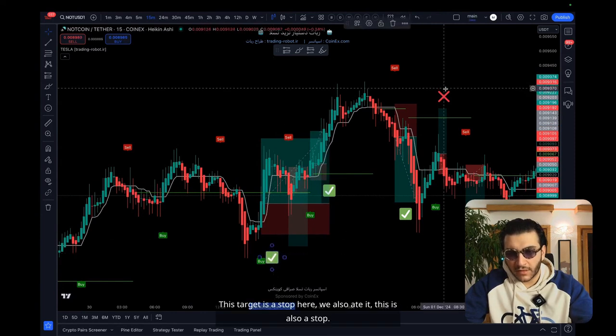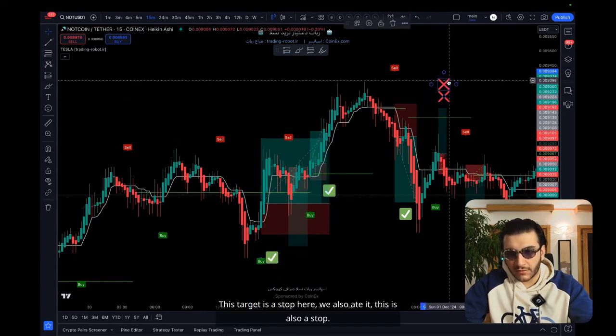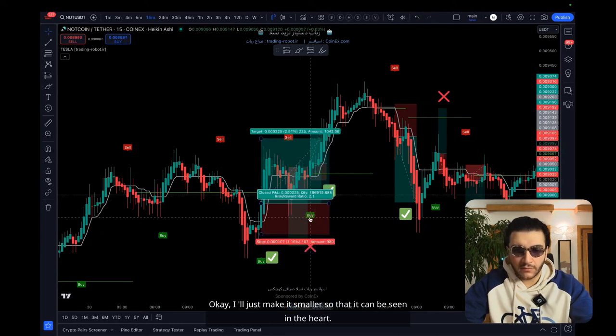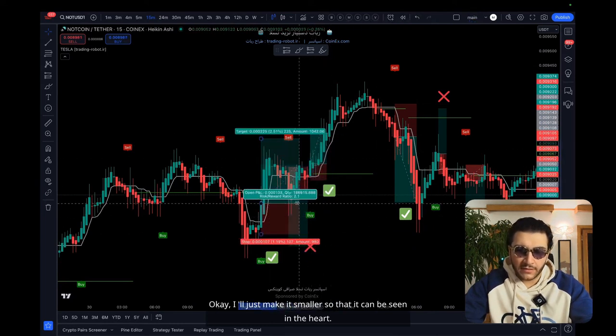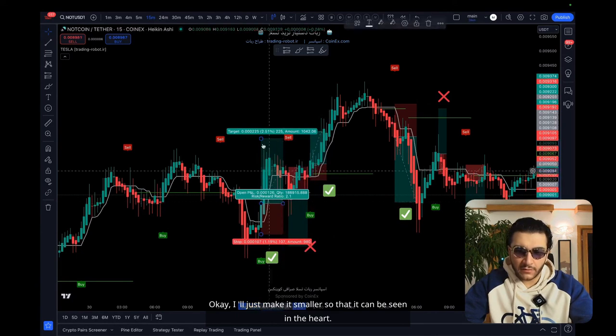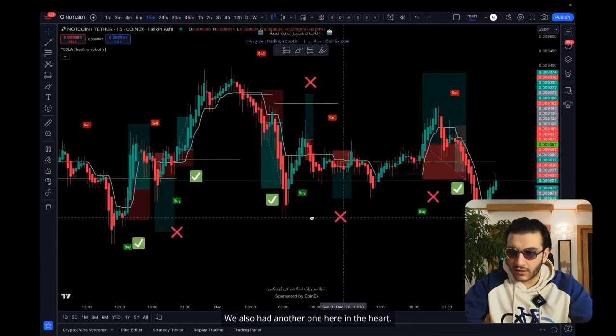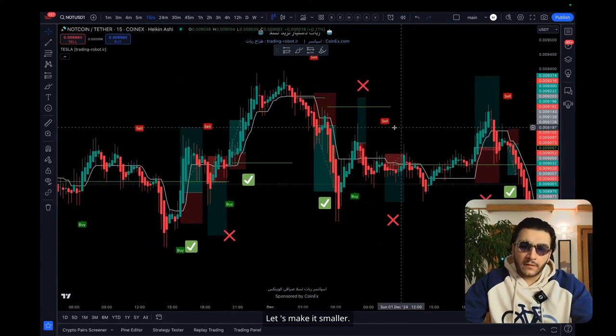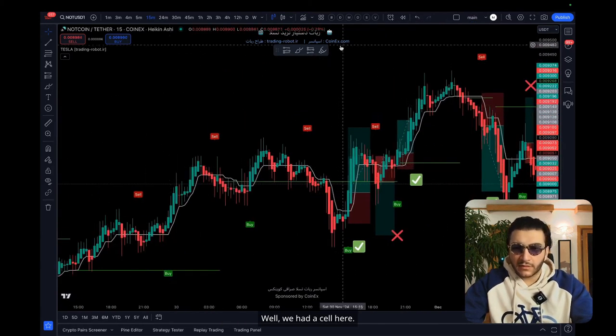This target is a stop here. We also ate it. This is also a stop. Okay. I'll just make it smaller so that it can be seen in the chart. We also had another one here. Let's make it smaller. Well, we had a sell here.